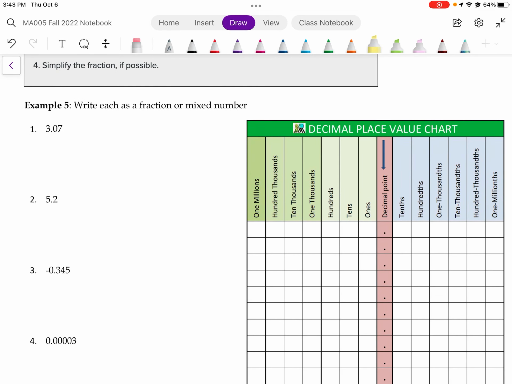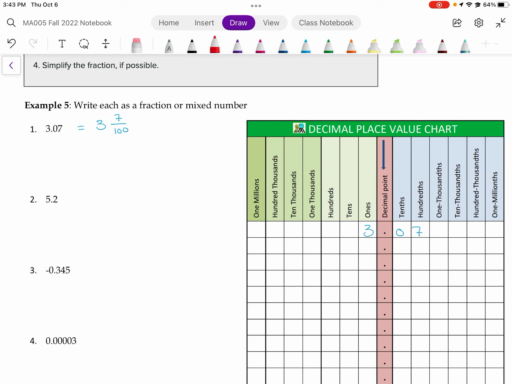So write each as a fraction or a mixed number. Okay, so we've got 3.07. That is 3 and 7 hundredths. Tenths means over 10, hundredths means over 100. That's what we said at the beginning, over 1,000, over 10,000, and so on, right? I'm going to erase that because it's so tiny and it's a mess. All right, so that was at the very beginning.